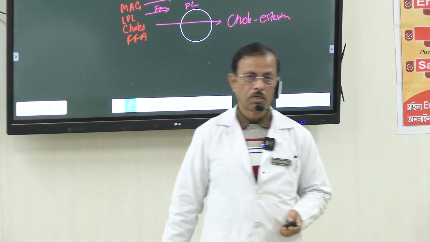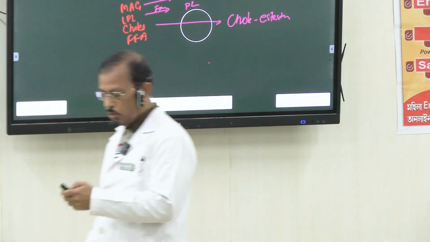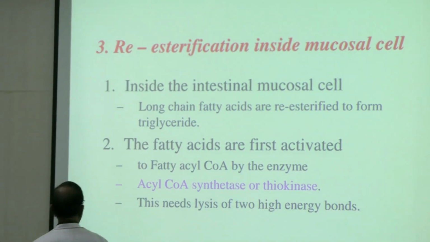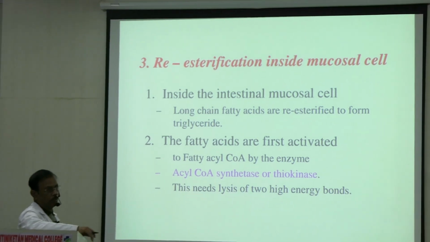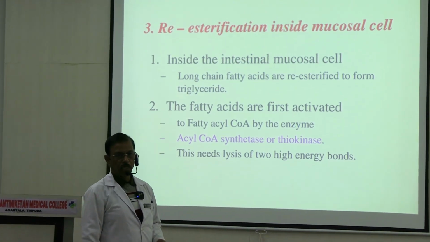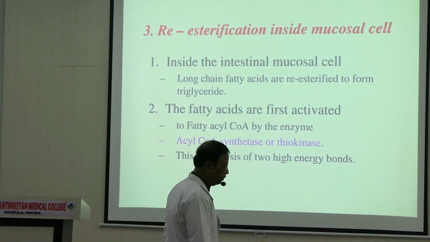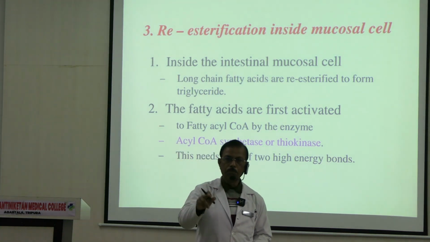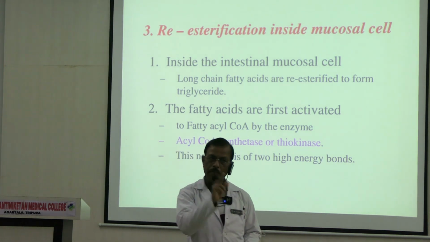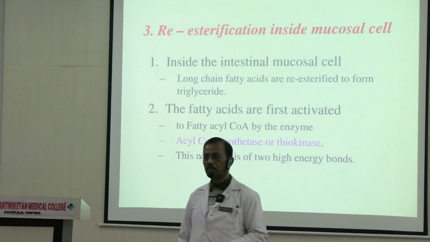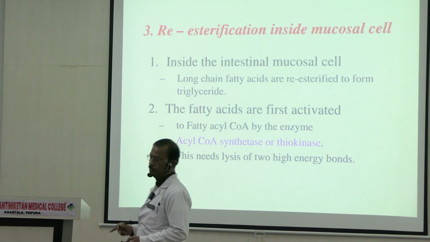Now how is it absorbed? It is absorbed by formation of chylomicrons. Inside the intestinal mucosa, long chain fatty acids are re-esterified to form triacylglycerol. Fatty acids are first activated to fatty acyl CoA by acyl CoA synthase enzyme. So a fatty acid, before taking part in any action in metabolism, has to be activated to fatty acyl CoA. Fatty acyl CoA is the active form of the fatty acid.